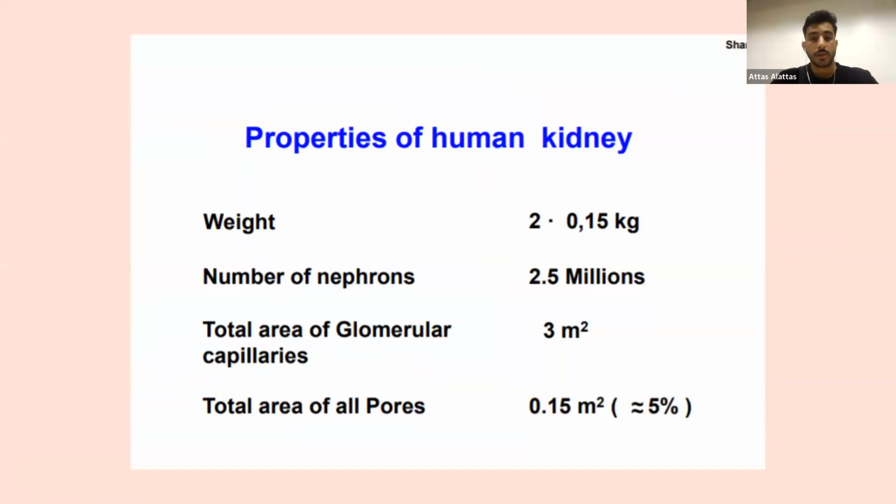Okay. So this is just some numbers for you to read. You don't have to memorize these numbers. He will not ask you about it. It's just telling you that the weight of each kidney is 0.15 kilograms. So you have two kidneys, so a total of 0.30 kilograms. Number of nephrons is 2.5 million. Total area of glomerular capillaries is 3 meters squared. And total area of all pores is 0.15 meters squared. You don't have to memorize any number again.